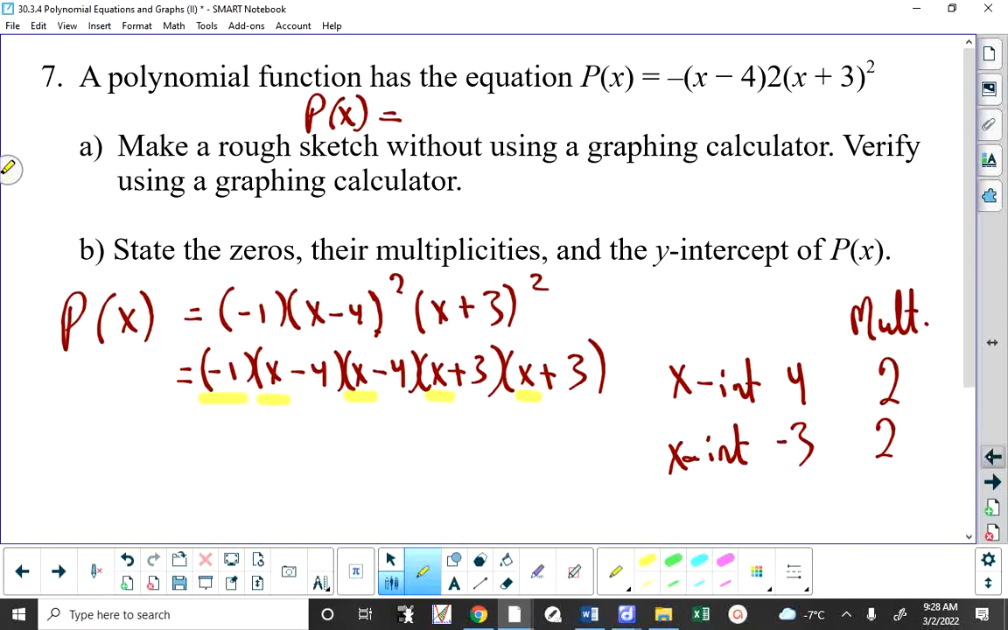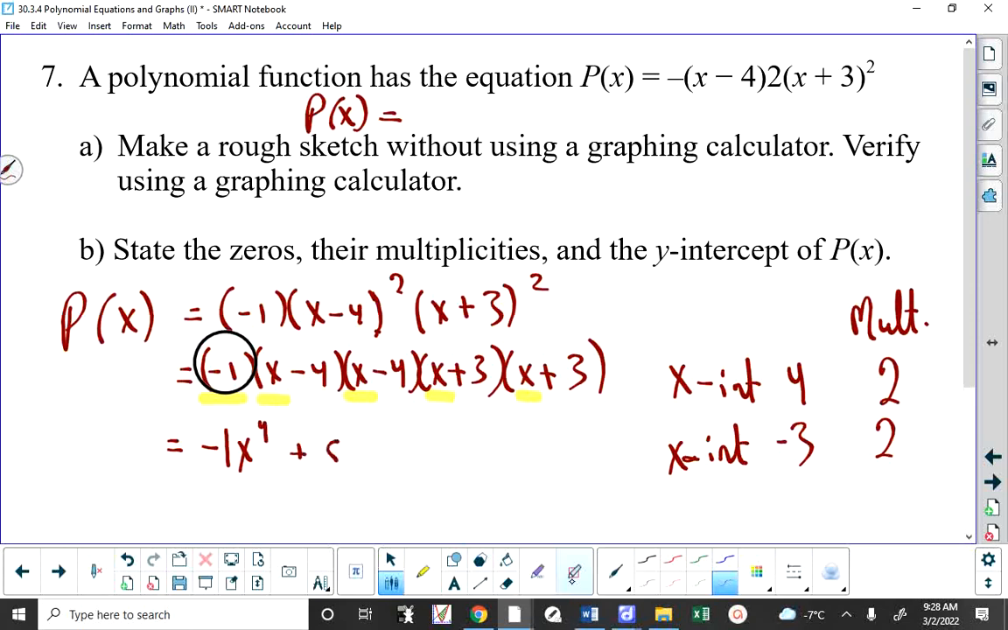And the highest degree term of the x plus 3s is x. The highest degree term of the x minus 4s is x. So far we have x times x times x times x, 4 of them. And when you take a look at that factor there of -1, it only has one term in it, and the term is -1. So the highest degree term is -1. So all of those yellow underlined bits are going to give us the leading term.